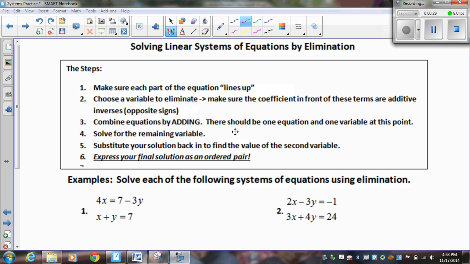We're then going to choose one of our variables to eliminate or get rid of. To do this, we need to make sure that they are additive inverses. What I mean by this is they are opposite signs of each other. We're going to combine our equations by adding.